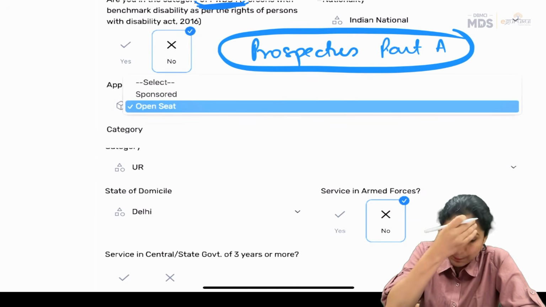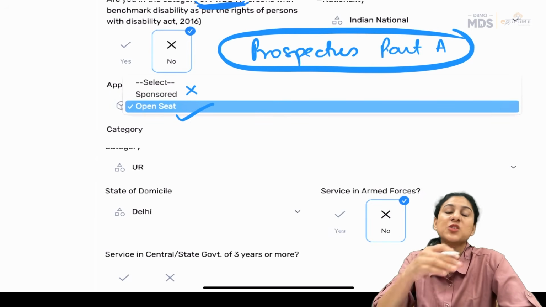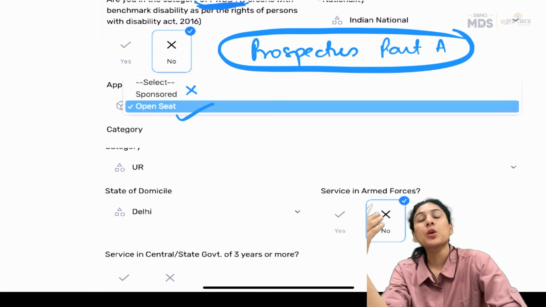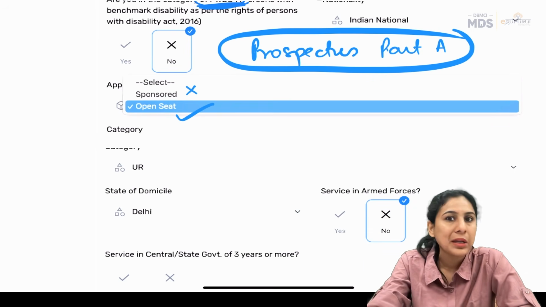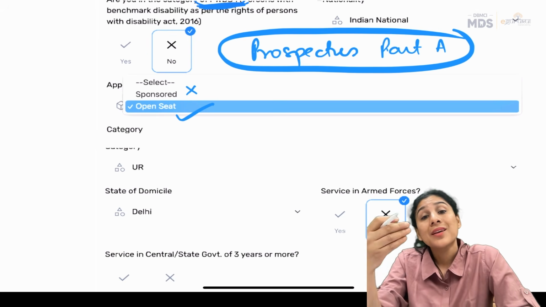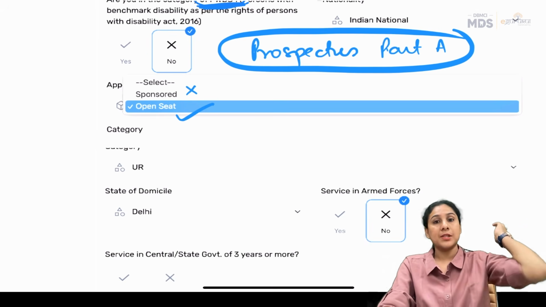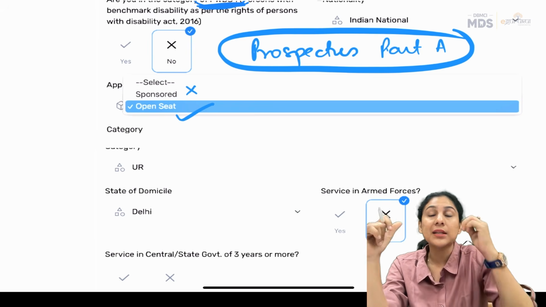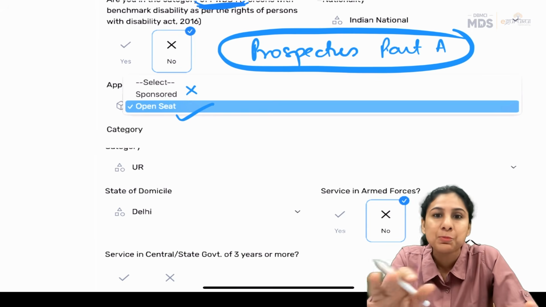Similarly, your application will not be under sponsored, it will be open seat. Sponsored seat is for those people who are working under the central government institutes, like a lot of people who are working with the government in different central government institutes like RML or Lady Harding Institute or any other, they are also allowed to do PG after a certain year of service. So these are the sponsored candidates or the foreign candidates, certain Nepali candidates and all those. So you guys will not belong to any sponsored category.